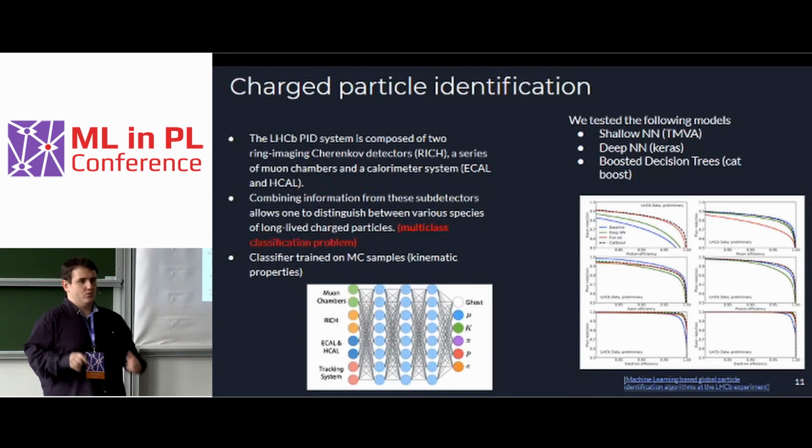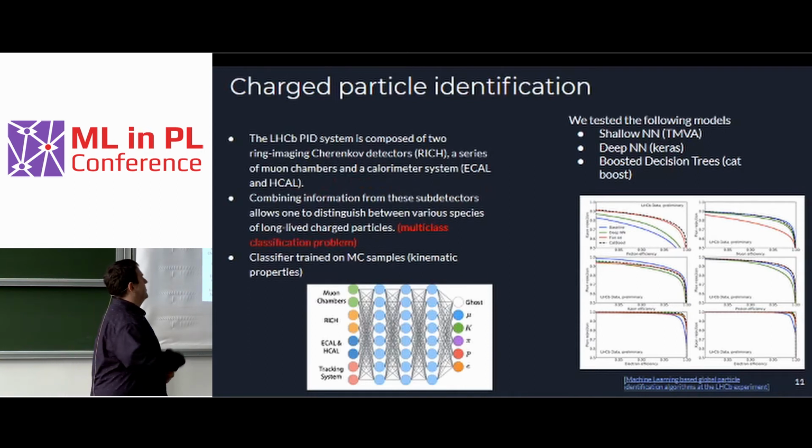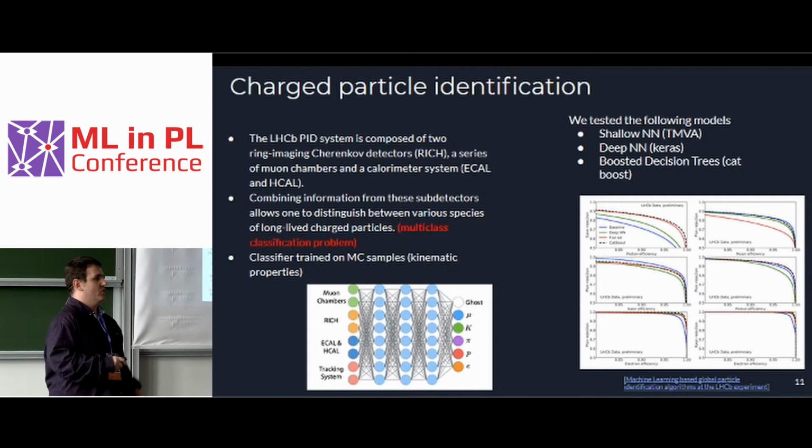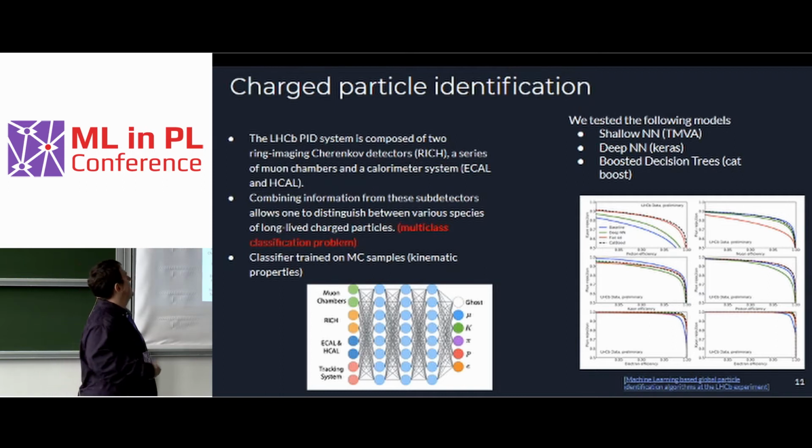Okay, so now how do we do this? Some time ago there was a group working on enhancing this procedure using machine learning. As I mentioned, we have two Cherenkov detectors: one before the magnet, and the second after the magnet. And to enhance the identification process, we also use information from the muon chamber and calorimeter system.